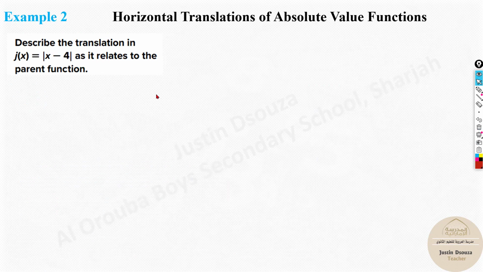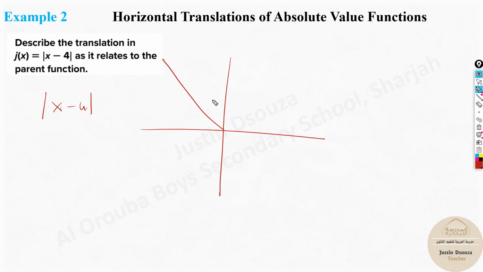Now, what about this one? Here you should see it is inside the absolute symbol, right? Inside the absolute symbol, we have 4. Now, always remember when it is inside, if you have a graph of absolute value, it must be straight lines. If it's minus, it goes to the right side. If it's plus, it goes to the left side.